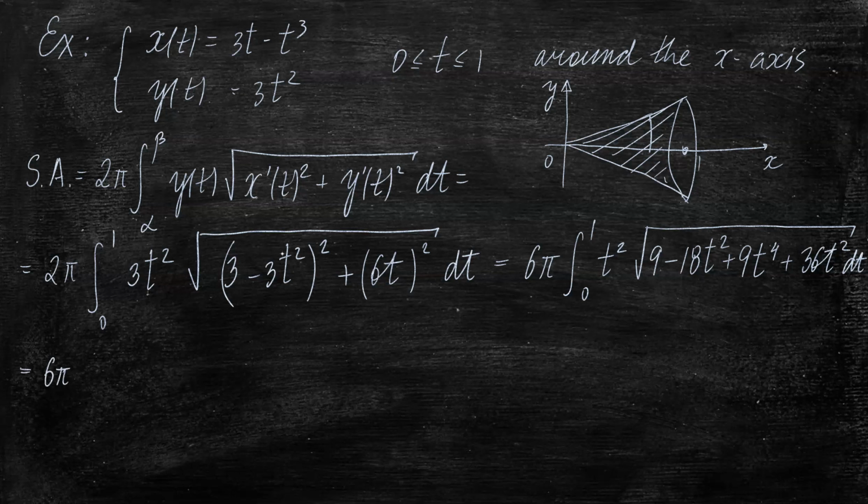So we're going to have 6 pi integral from 0 to 1, and inside of the radical we're going to do two things here. We're going to factor out 9, and it's going to come out as 3. So I'm going to take another 3 outside. So 6 times 3 is 18. And at the same time, I'm going to combine the like terms, and negative 18t squared plus 36t squared, before I take out 9, will be equal to plus 18t squared. And after I take out 9, it's going to be plus 2t squared plus t to the 4.